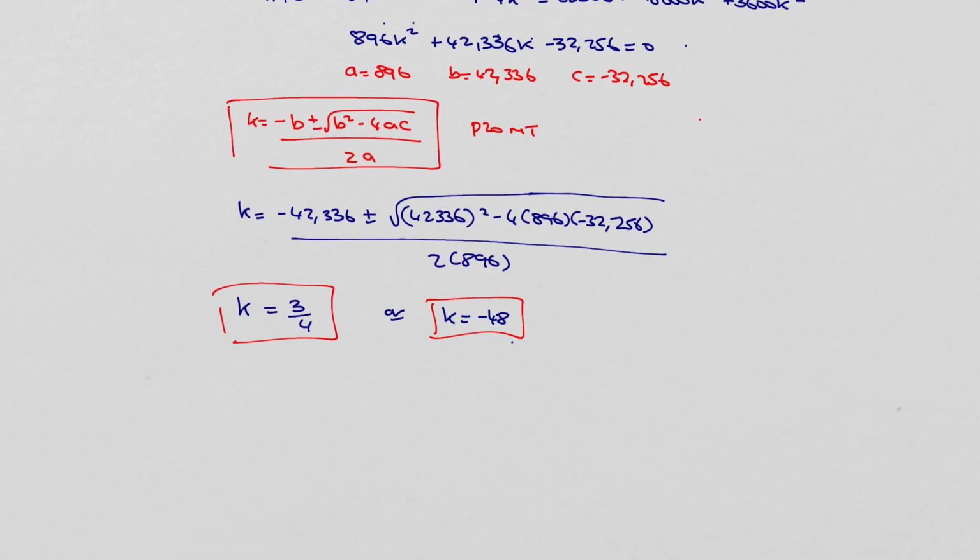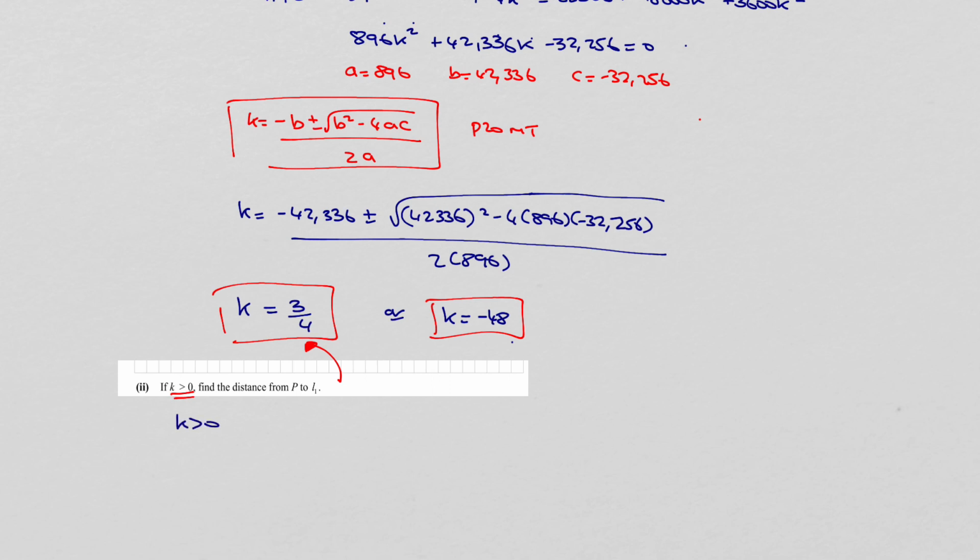So then part 2 of the question says if k is greater than 0, find the distance from P to L. So k greater than 0 means it must be 3/4, because k equal to minus 48 is negative. So if you ended up with your two values for k being wrong, so both were positive or both were negative, you should still try and make some sort of an attempt to sub back in to work out your perpendicular distance, just to show that you knew what to do even if your values were wrong. So clearly if k is greater than 0, then that implies that k has to be equal to 3/4.